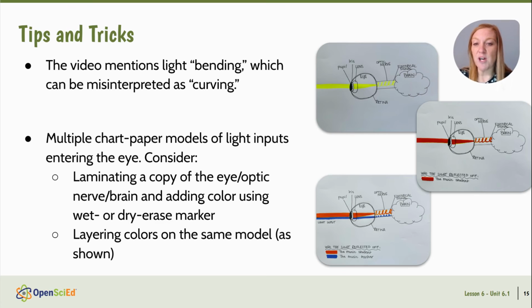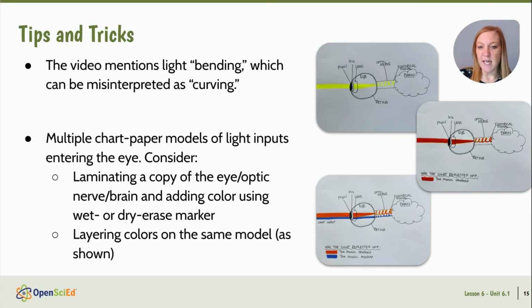Also, throughout the lesson, we're going to build multiple iterations of basically the same model. So in order to save yourself the headache of having to draw this model over and over, you might consider a couple options. One would be to laminate the chart paper version and then just use wet or dry erase markers to add in the light inputs. And then you can erase that and add in another one when we go through it again.